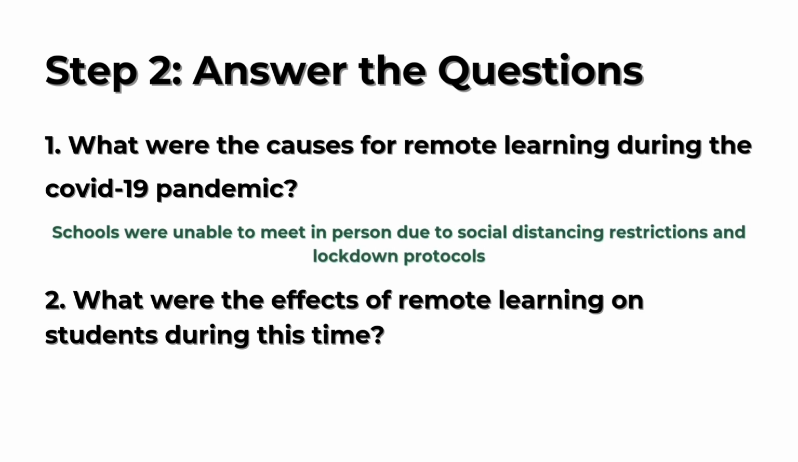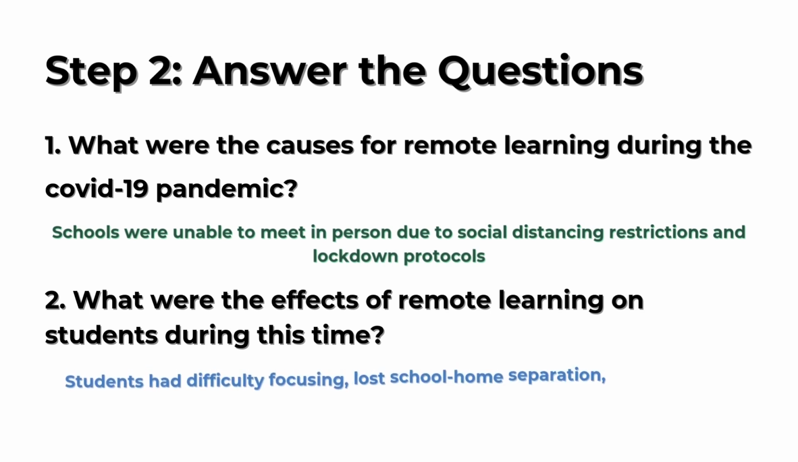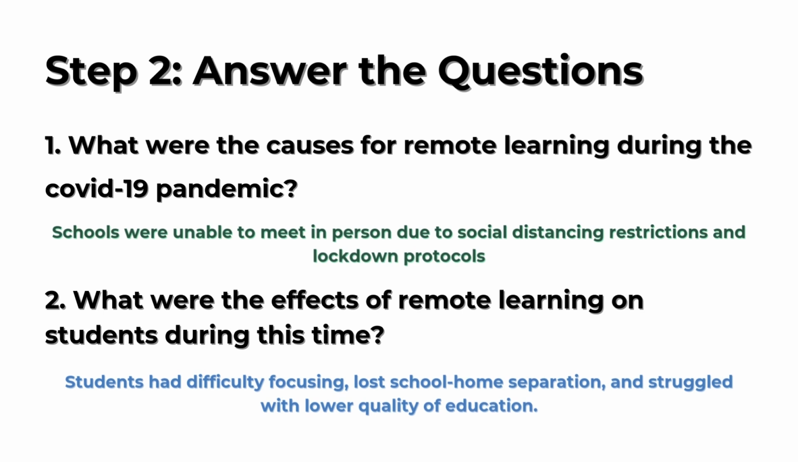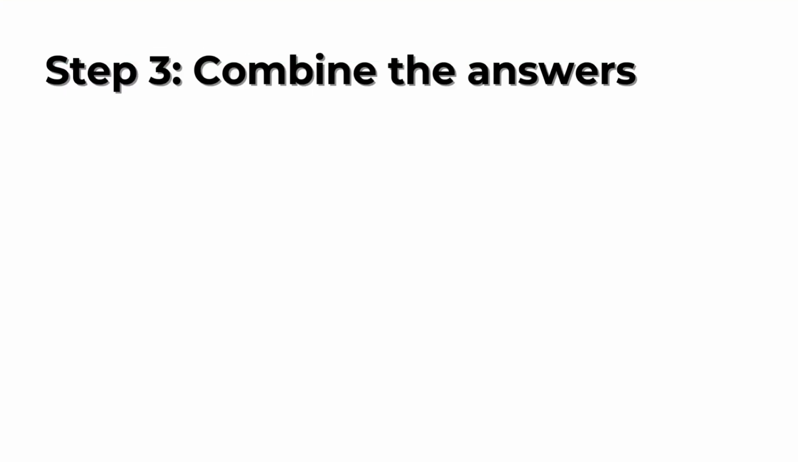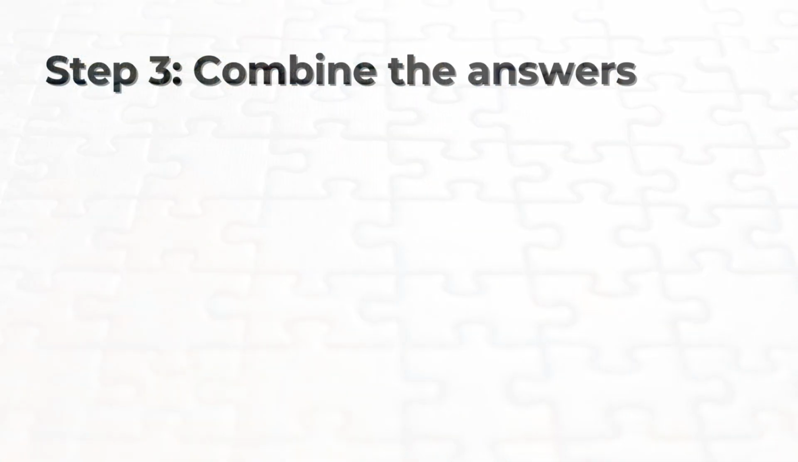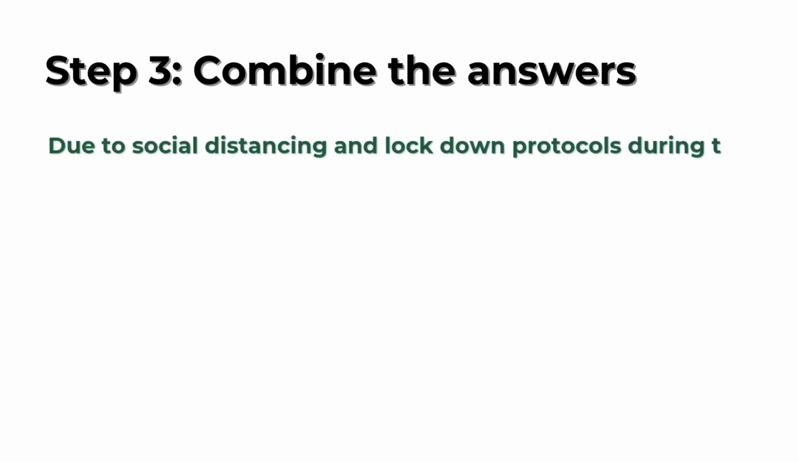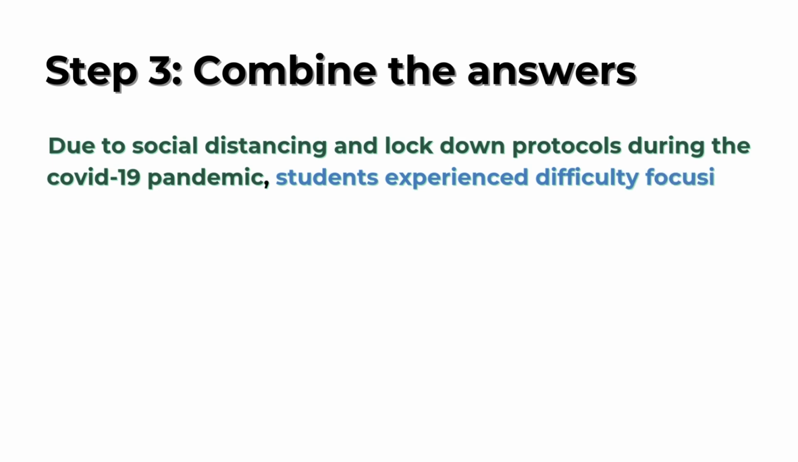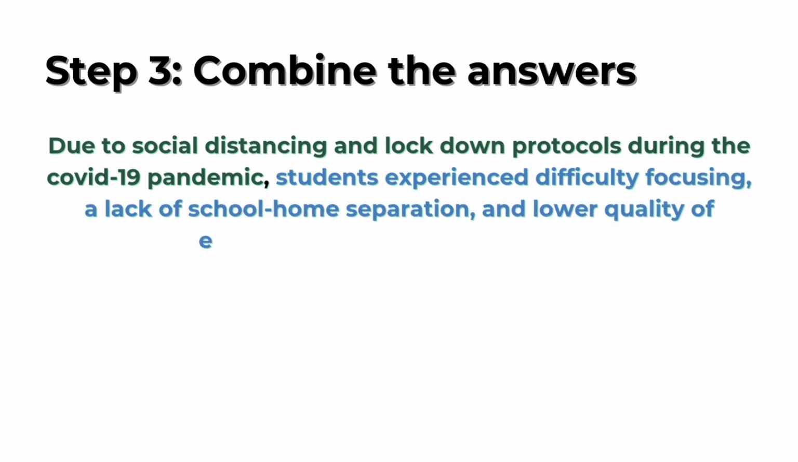For our second question, what were the effects of remote learning on students during this time? We could say, students had difficulty focusing, lost school-home separation, and struggled with lower quality of education. Now that we have those answers, the third step in this process is to combine them to form a proper thesis statement. Combining them, we could get a sentence that looks like this. Due to social distancing and lockdown protocols during the COVID-19 pandemic, students experienced difficulty focusing, a lack of school-home separation, and a lower quality of education during remote learning.